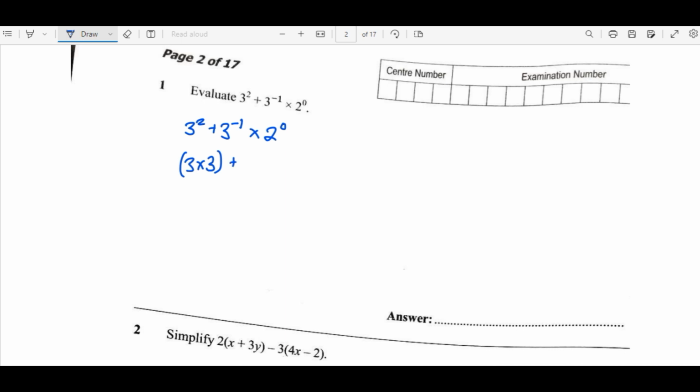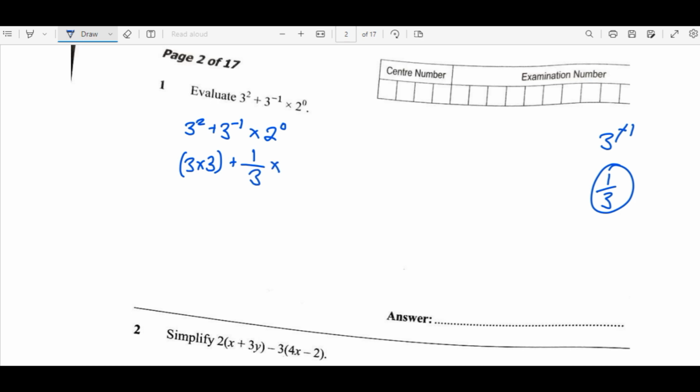Now how do we kill this negative? We can kill this negative by introducing a fraction. So it will be a fraction which is 1 over 3. So by this, it means that we've killed a negative there. So we can write 1 over 3, and then you multiply.